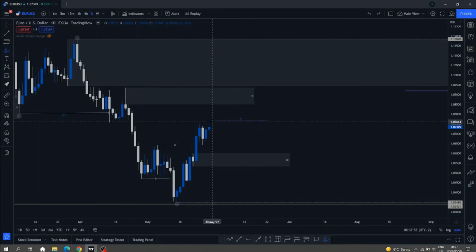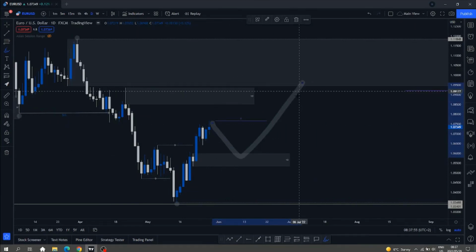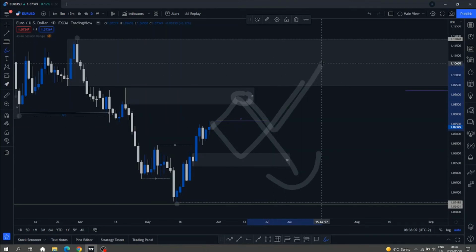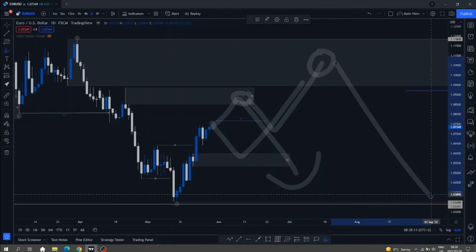Either we have from here a pullback towards here before a push up, or we could see price action from where it is now push a little bit deeper, and then either continue with the underlying bullish move from a weekly standpoint, or interact with this, pull back a little bit to push us a bit deeper into this weekly supply before then continuing that bearish push to the downside.